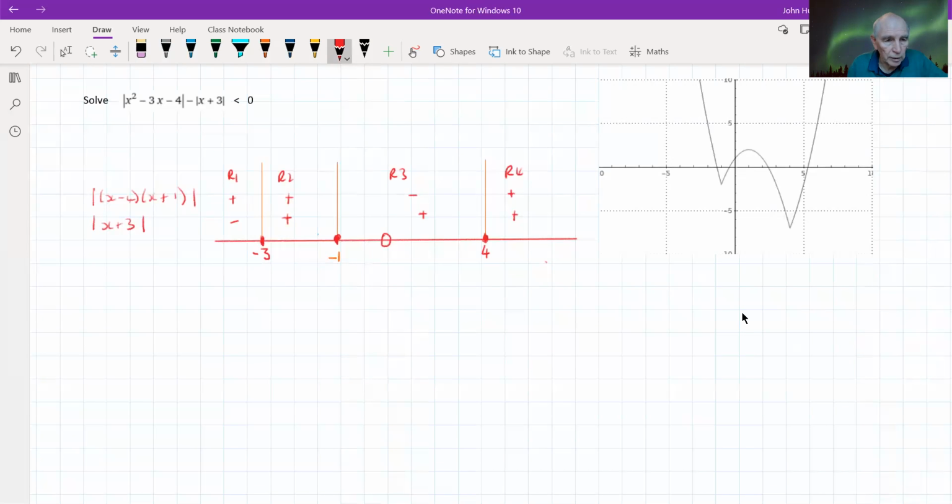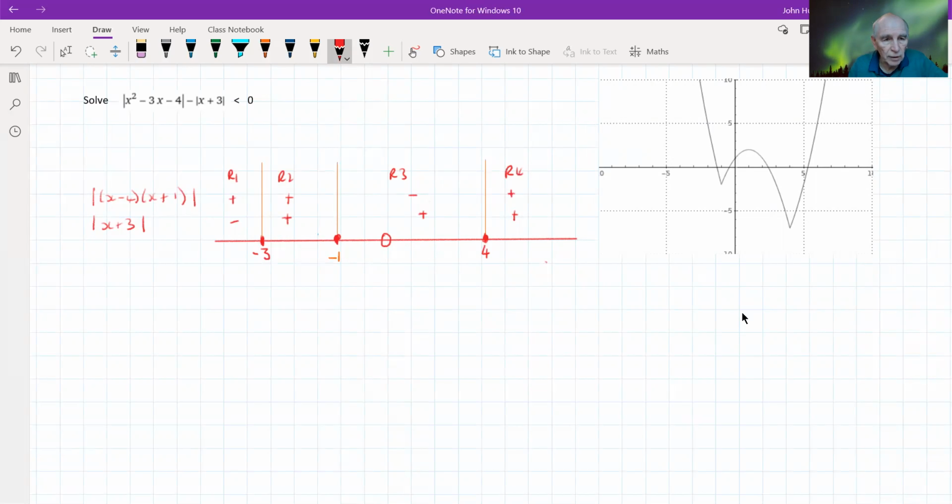Now, the second one, x plus 3, is just linear. So obviously, when x is less than -3, it's going to be negative, and otherwise it's going to be positive. So this gives me this little analysis here. I've got these 4 different regions that I need to consider, and it shows me the sign of each of these in turn.